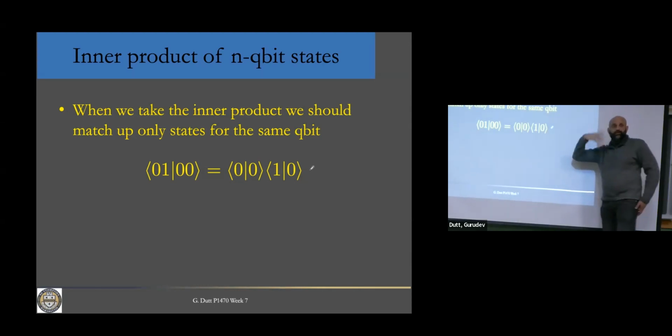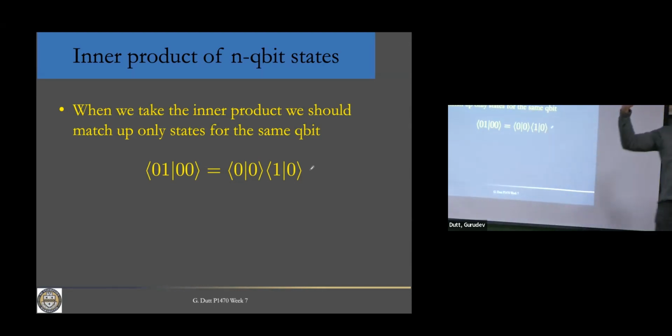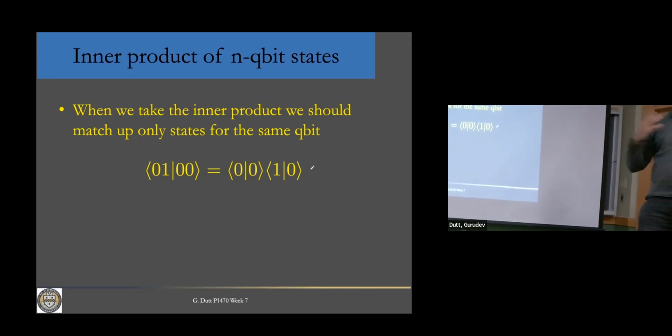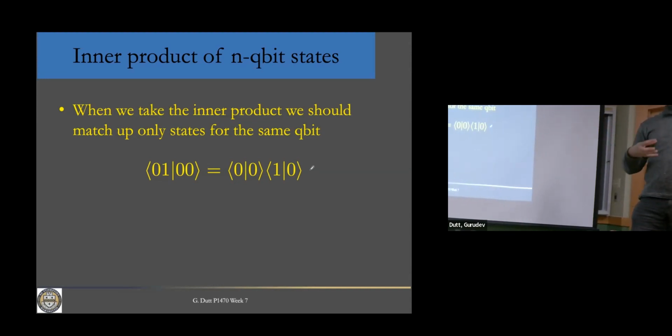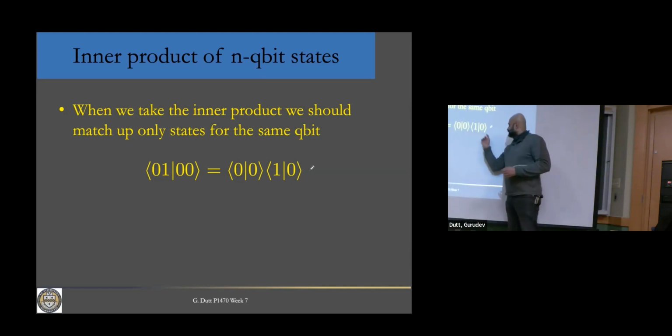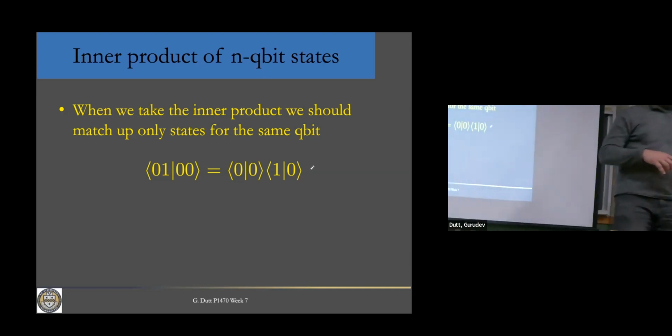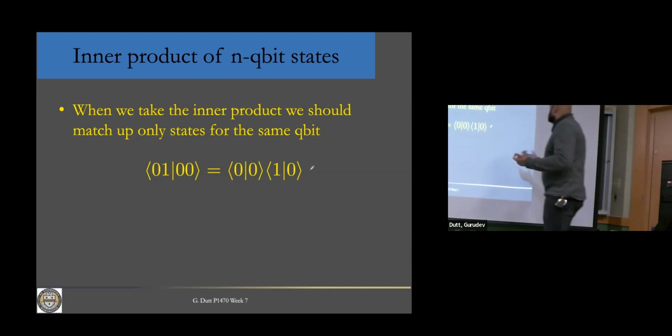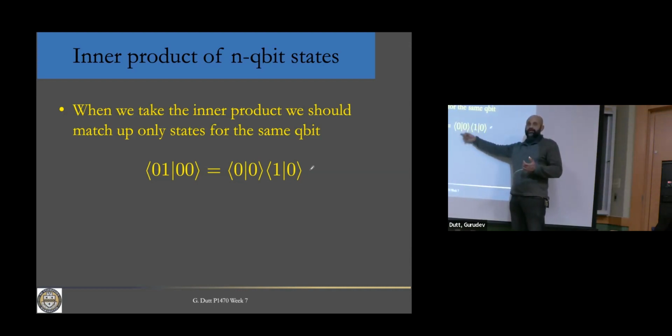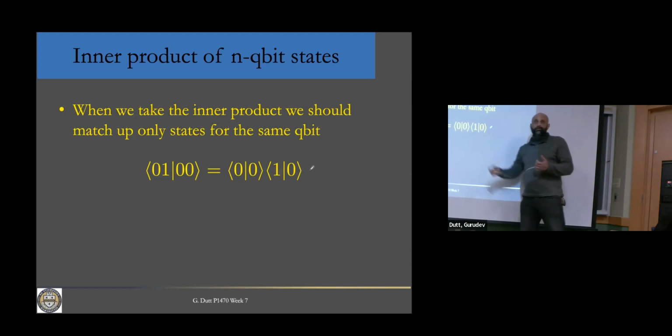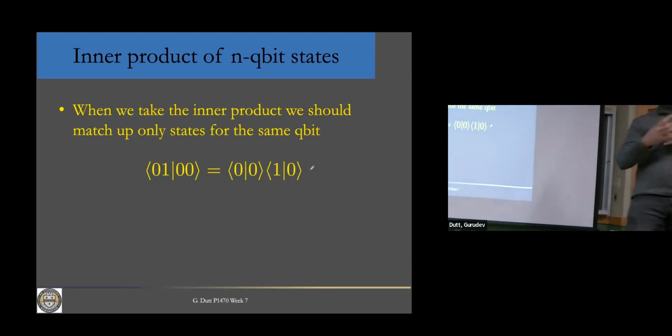Think about it as if they have separate physical locations or some other property that distinguishes them. So when we take the inner product, only the ones that live in the same space, so to speak, the same degrees of freedom, will overlap with each other. You can clearly see that will be 0 here, because this one is 1 for the left qubit, but this one is 0 for the right qubit. And therefore, this combination 0, 1, 0, 0 will be 0.